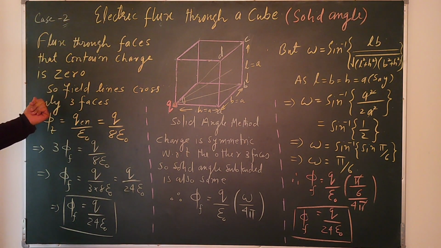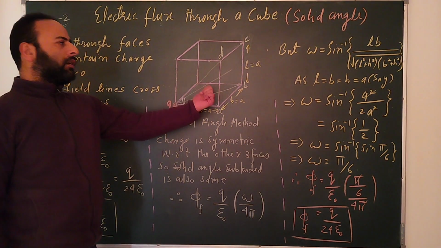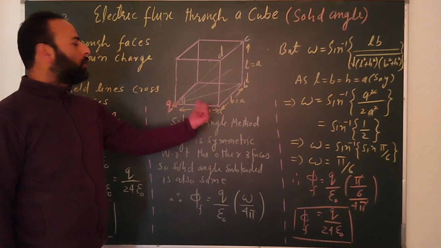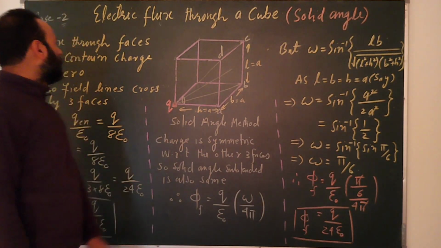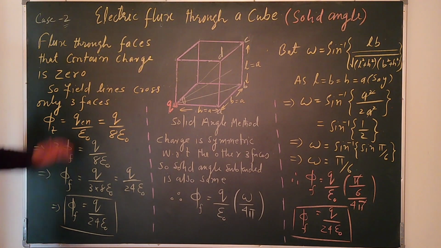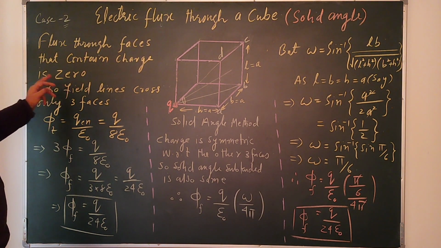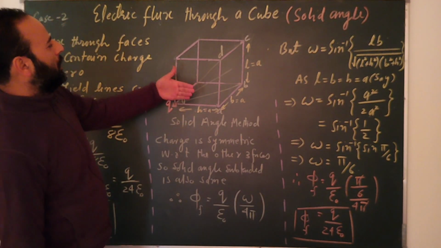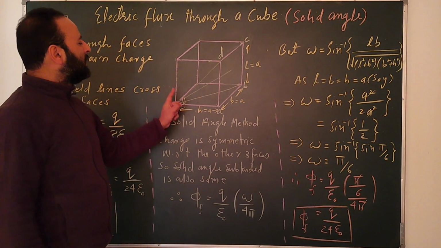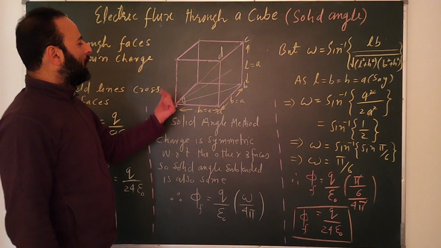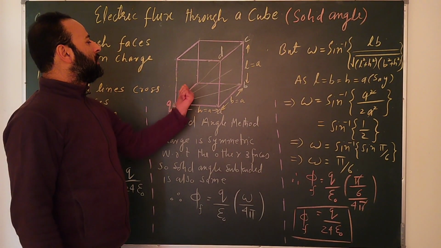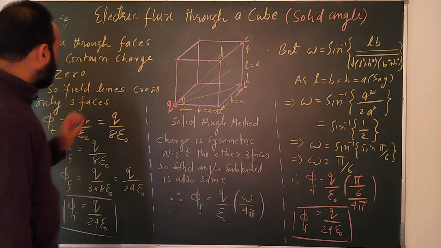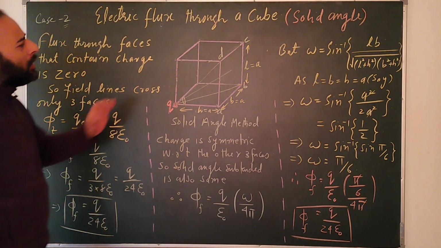First is the usual method, that is using Gauss's theorem, or we can say what is the contribution of the charge in the cube when it is at the corner. Now, flux through faces that contain charge is zero. We have here three faces. One is this base, second is this front face, and third is this face. These three faces contain the charge, so electric field lines through these three faces will be parallel to the plane of the faces, so there is no flux through them. The flux is zero.